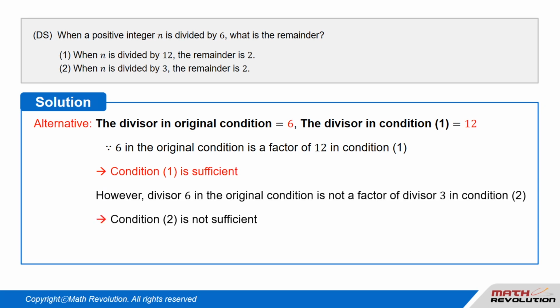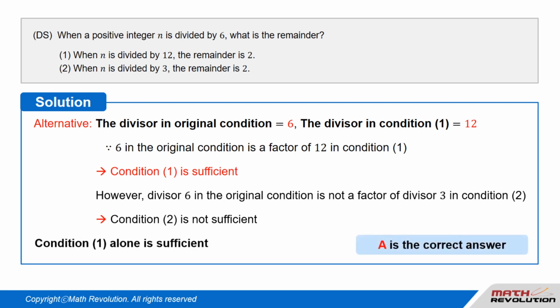However, the divisor 6 in the original condition is not a factor of the divisor 3 in condition 2, so condition 2 is not sufficient. Condition 1 alone is sufficient. Thus A is the correct answer. Answer A.